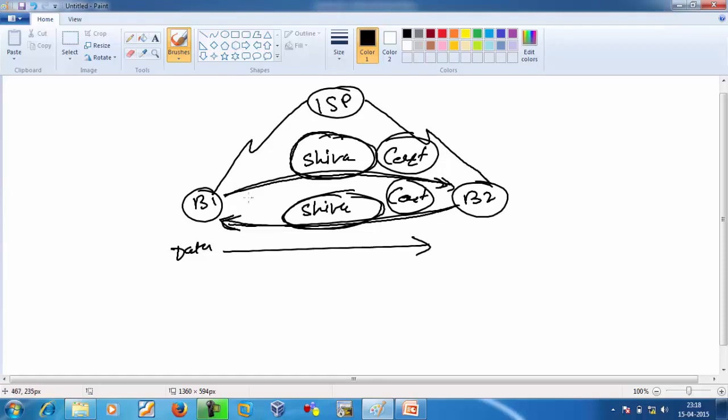So there are two ways. Again, I am saying that before the data is exchanged between two devices, they will authenticate to each other using a pre-shared key or digital certificates. If they authenticate to each other, only then data will be exchanged. If they fail authentication, then data will not be exchanged.